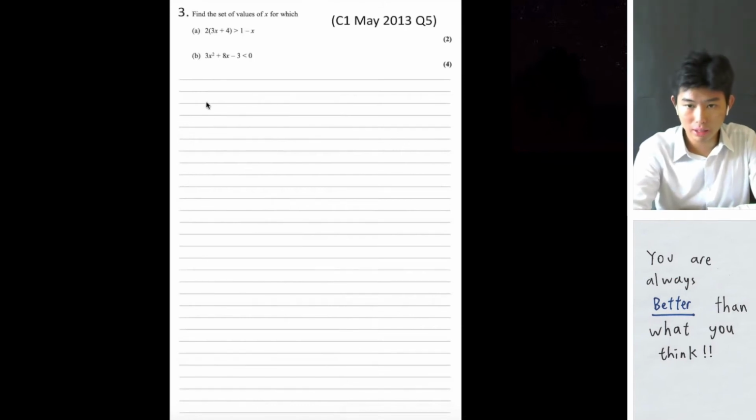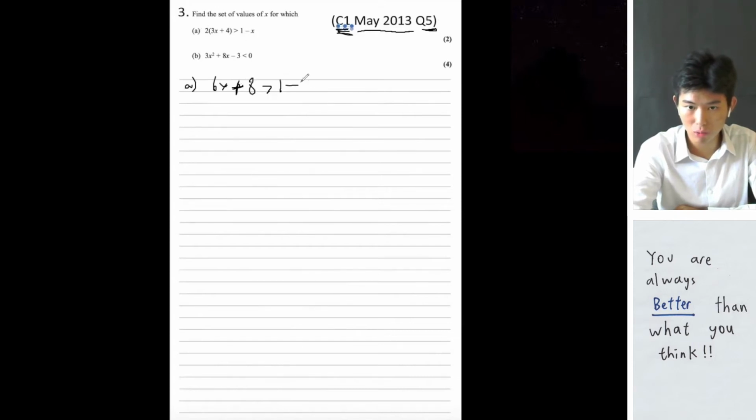Okay, let's carry on with question 3. For part A, 2 times (3x plus 4) is greater than 1 minus x. So the first step is 6x plus 4 times 2, which is 8, greater than 1 minus x. It's actually pretty straightforward. So 6x plus x is 7x, greater than 1 minus 8, which is minus 7. So x is greater than minus 1.